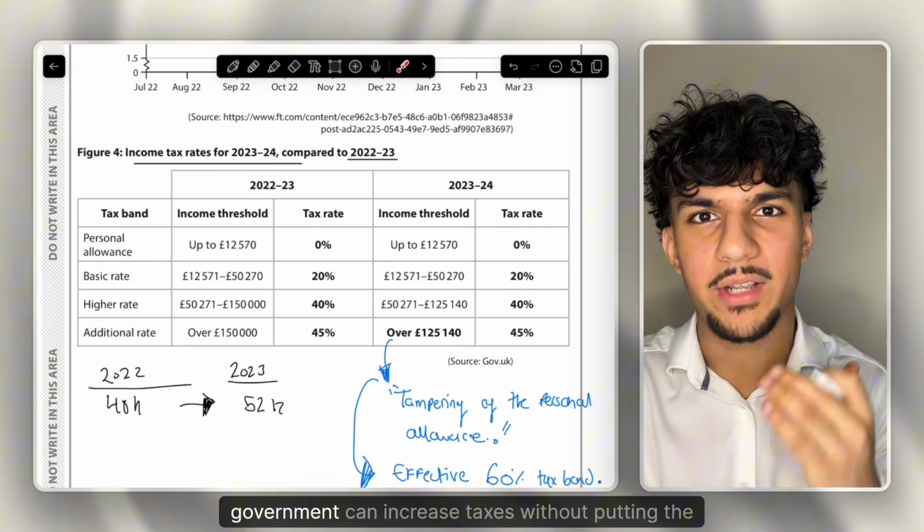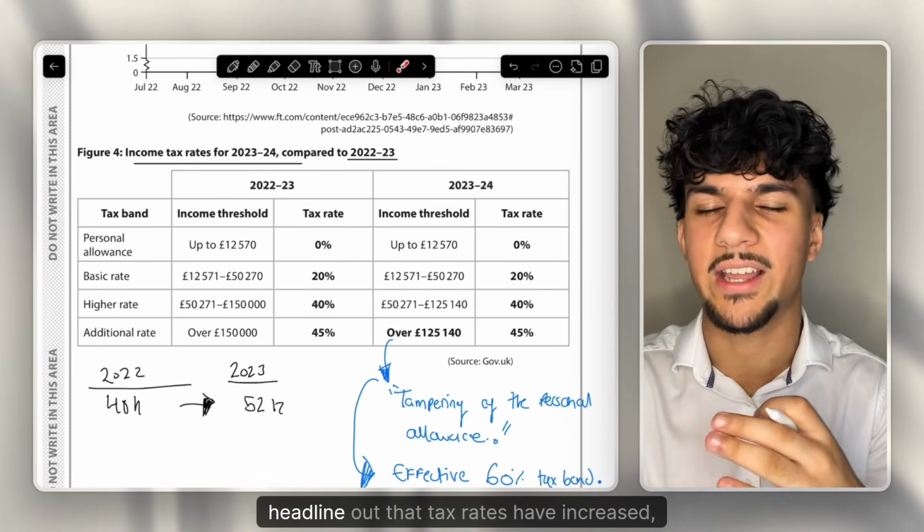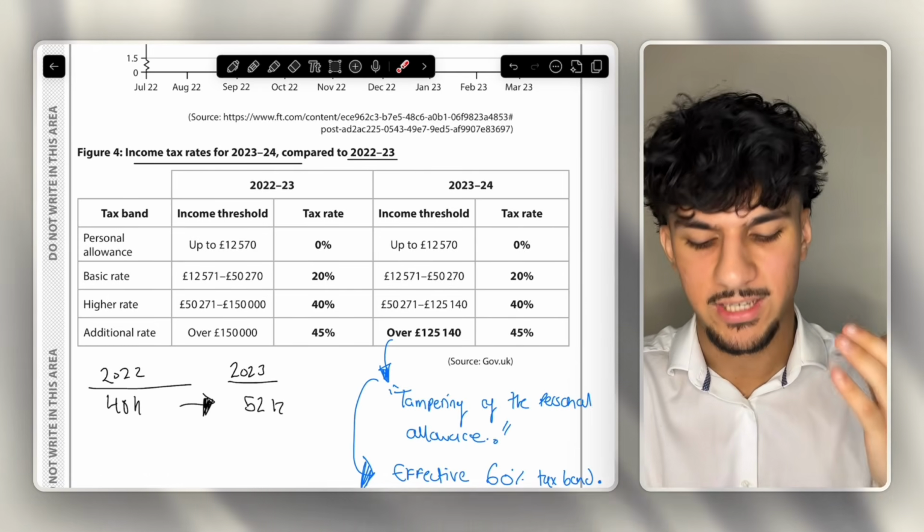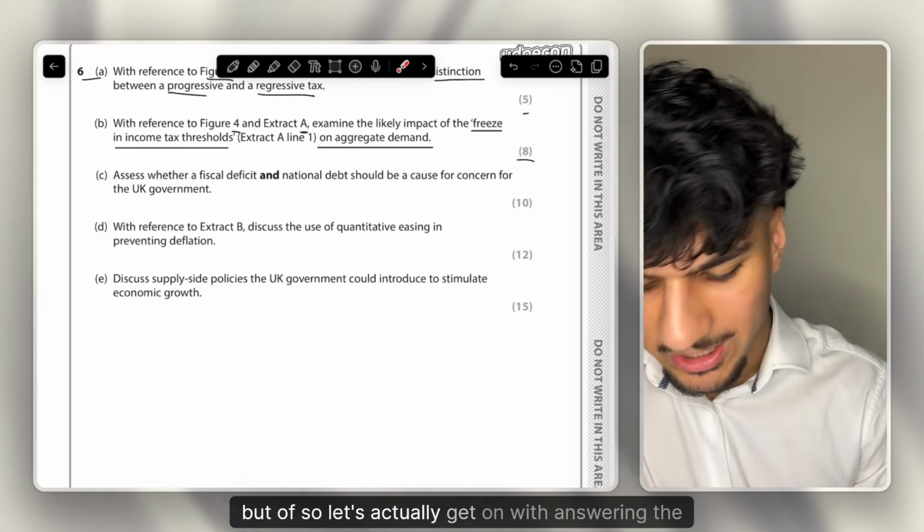This is a way the government can increase taxes without putting out the headline that tax rates have increased, whereas in reality you are paying more tax. So it's very clever by the government. But let's actually get on with answering the question.